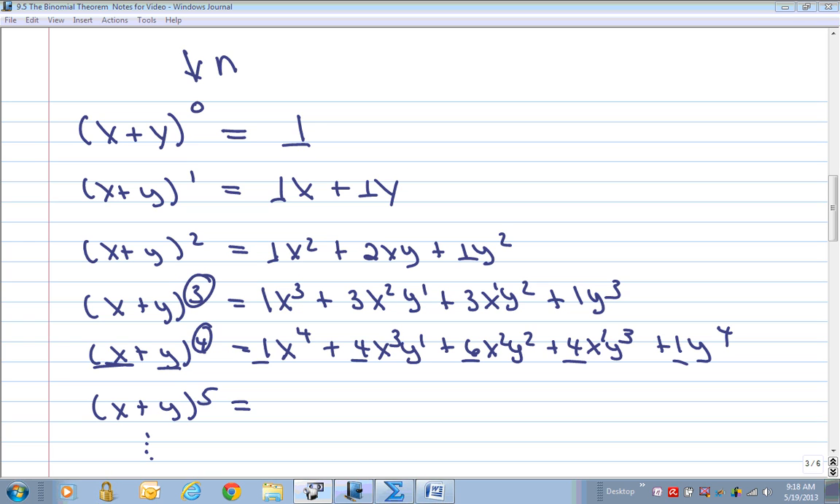Okay, hopefully you filled it in. Go ahead and check your answer with mine. So of course the first term is 1. We like that 1 coefficient. And notice we begin and end with 1 in every single case in our expansion.